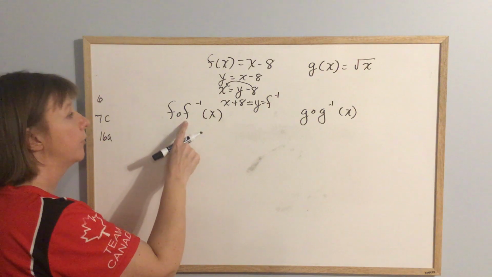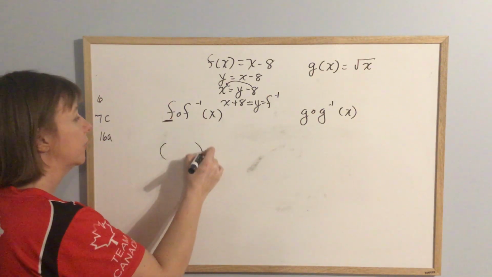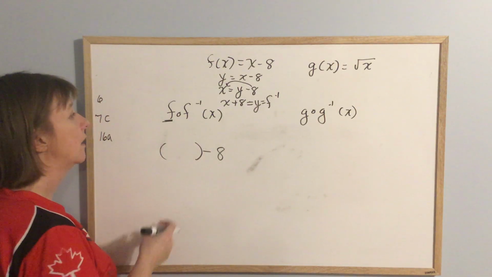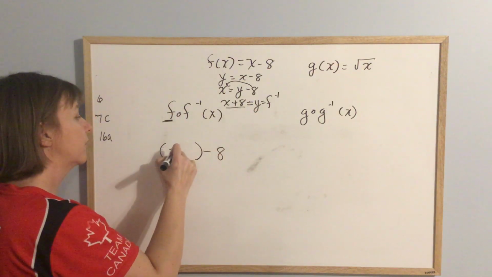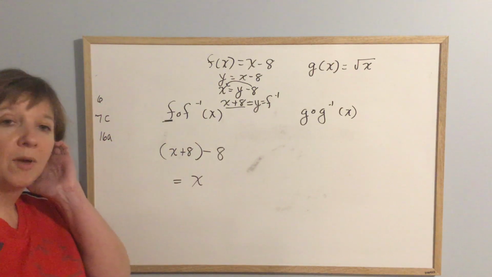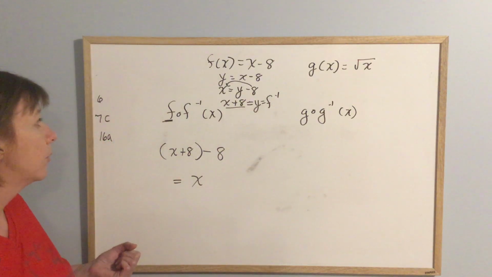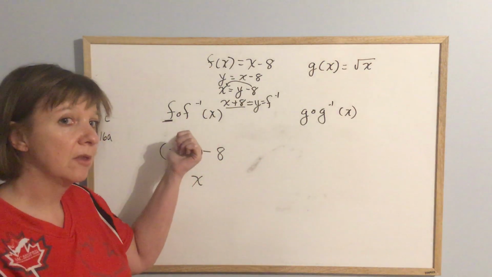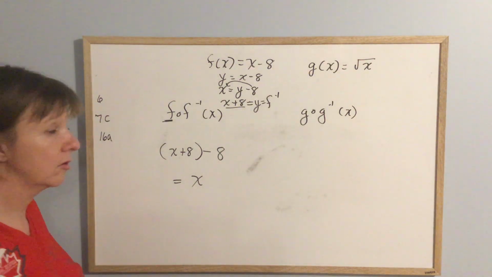So if I do f of the inverse of f, it means take my f equation, which is a variable minus 8. What I'm putting in place of that variable is the inverse, and the inverse is x plus 8. So when I do f of the inverse of f, I get x. And again, I did an example where I explained that when you do a composite of an equation and its inverse, your answer should always be x.